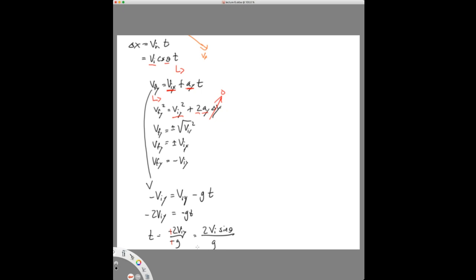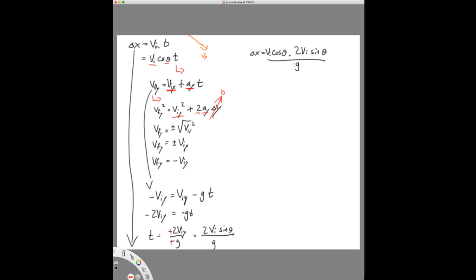So we have an expression for the time, and we're finally able to substitute that in to our delta x equation. We have delta x equals VI cosine of theta times 2 VI sine of theta over G. Now, this is a done problem, or ready to plug numbers in. However, it's possible to simplify this expression and put it in a nicer looking form.